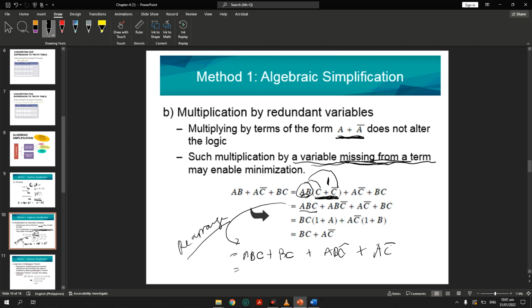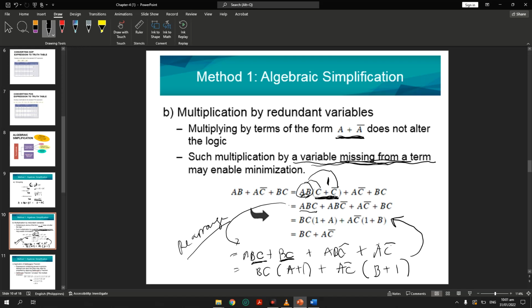What is common here? The common here is BC. So we will factor out BC. What remains is A plus 1. What is the common here? Plus A, C complement is the common. What remains is B plus 1. So this is it.